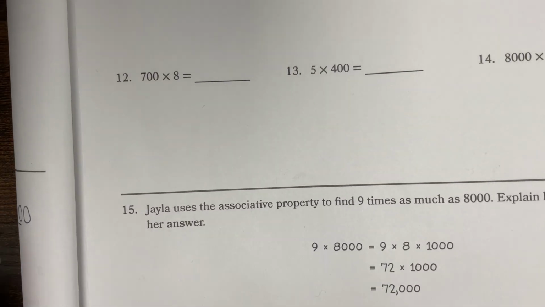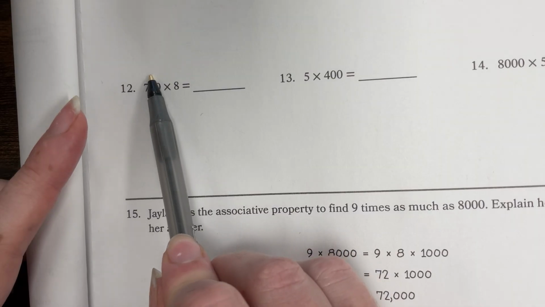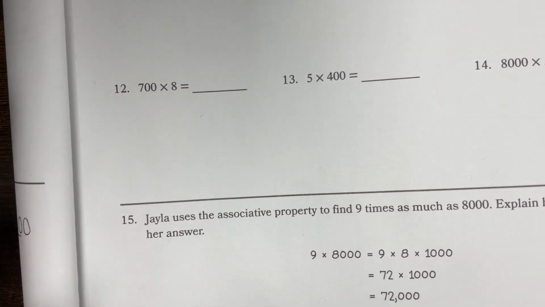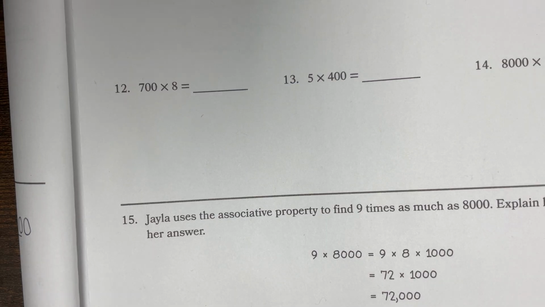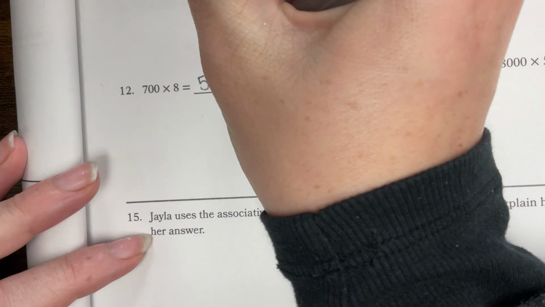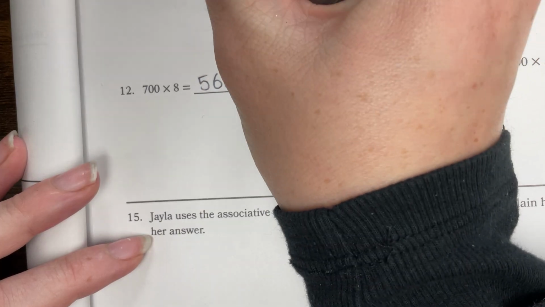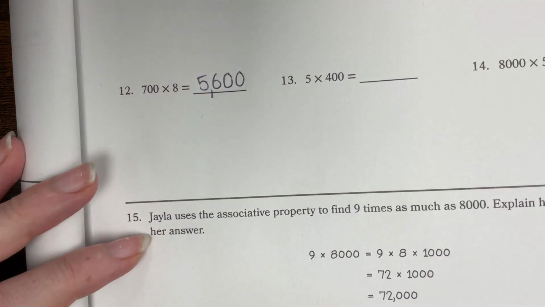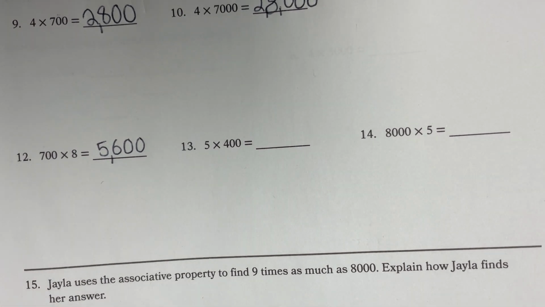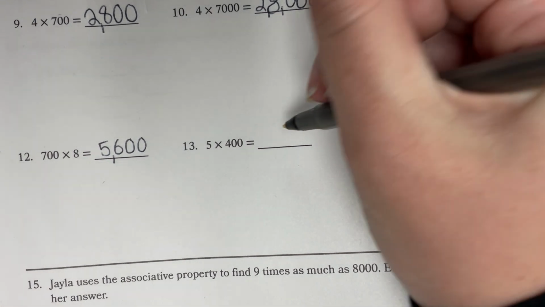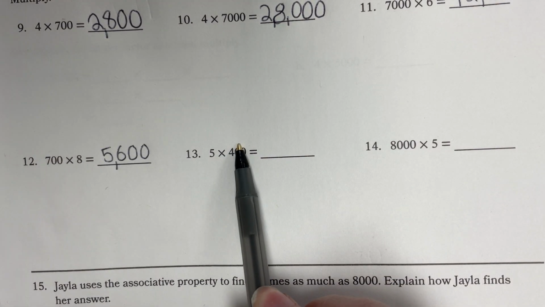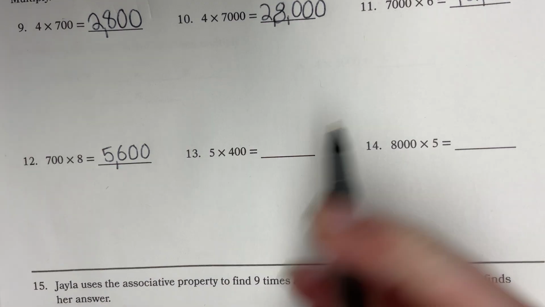Down here at the bottom, we cover up the 2 zeros and do 7 times 8. 8, 16, 24, 32, 40, 48, 56. With 2 zeros is 5,600. Right here, we have 5 times 400. 5 times 4 is what we do first. We cover up the zeros. 5 times 4 is 20.